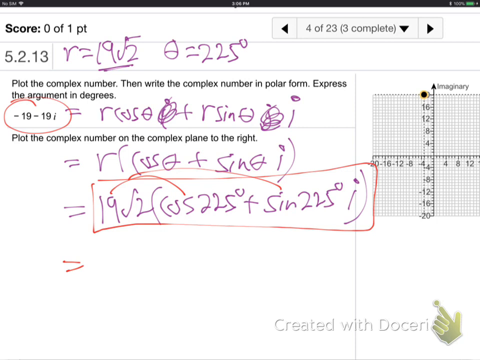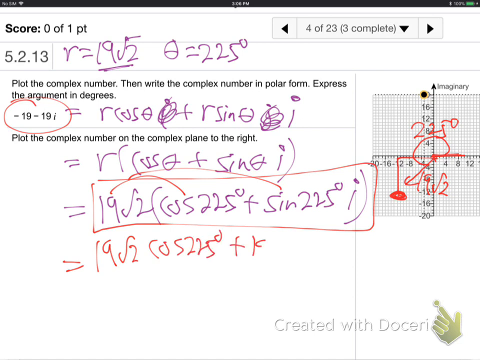By the way, where is this thing? Third quadrant, right? Back 19, down 19, third quadrant. It's the same thing as turning the cannon 225 degrees and shooting out a distance of 19 root 2. You'll land at the same spot. Let's see it. 19 root 2 cosine 225 plus 19 root 2 sine 225 i.